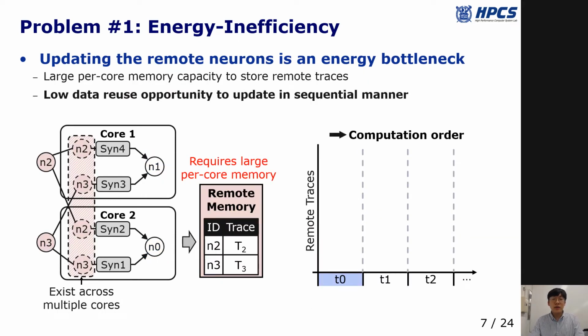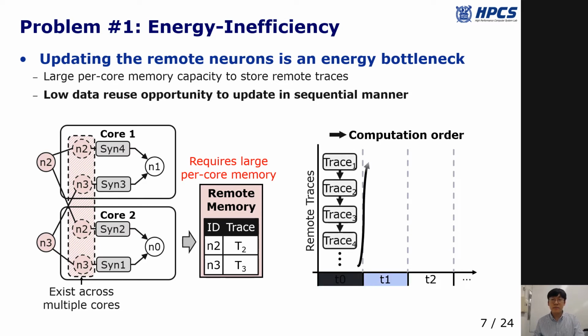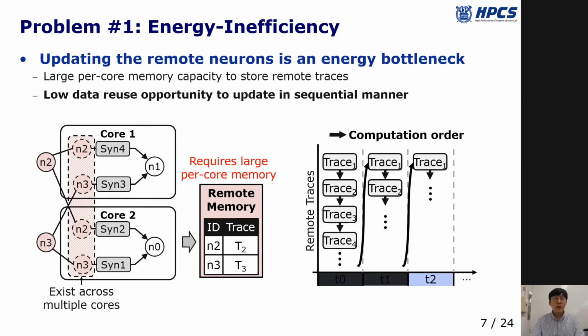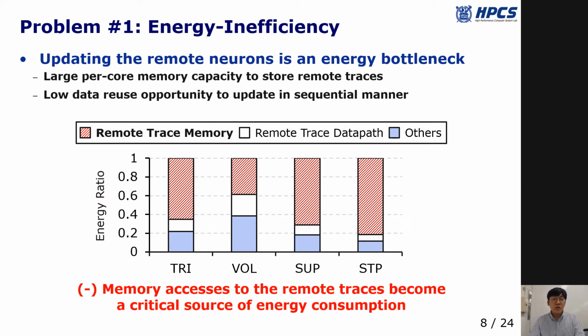Also, the trace update is extremely energy inefficient due to the low data reuse opportunity. In the time-precise simulation method, the traces are sequentially updated in each time step. Therefore, the traces cannot be reused across different time steps, resulting in poor temporal locality. Combined with the large per-core memory capacity, the remote trace update makes the time-precise simulation extremely energy inefficient. According to our analysis, remote trace memory accesses account for a significant portion of the total energy consumption.